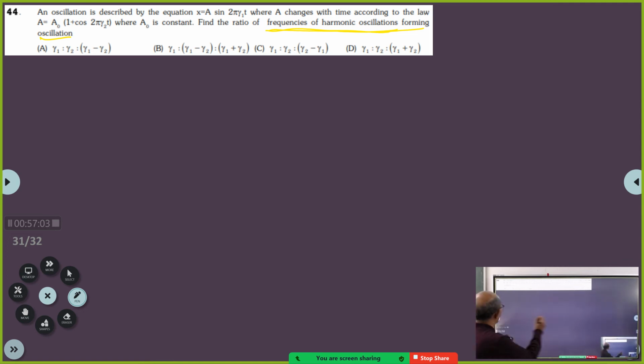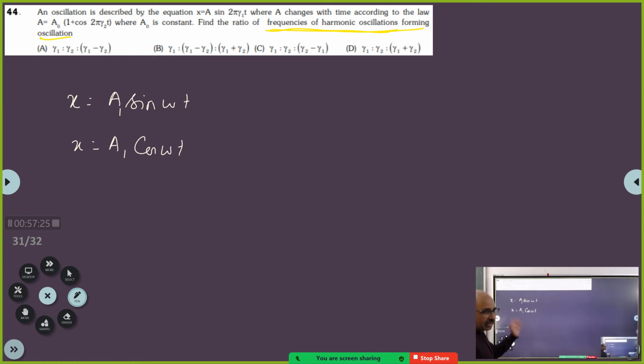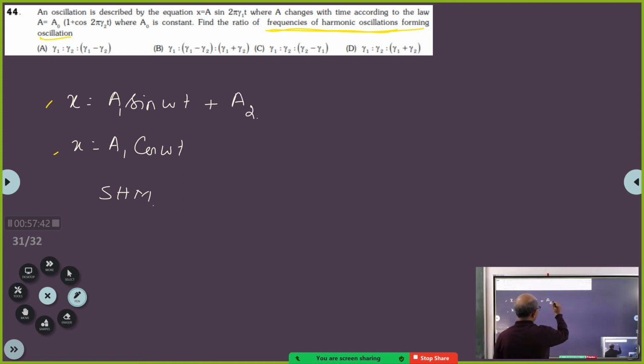So what I mean is, if you have displacement as A1 sin omega t, or x is equal to A1 cos omega t. This is what you have seen, right? Now, if the oscillation is described by these functions, then it becomes simple harmonic motion.